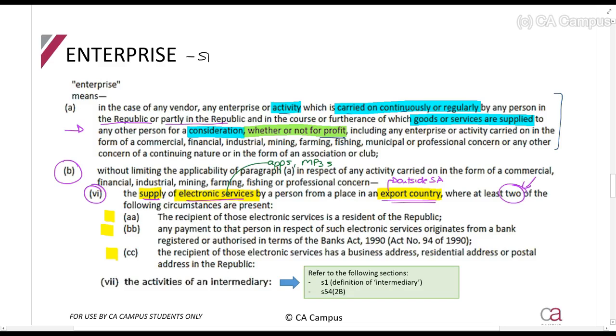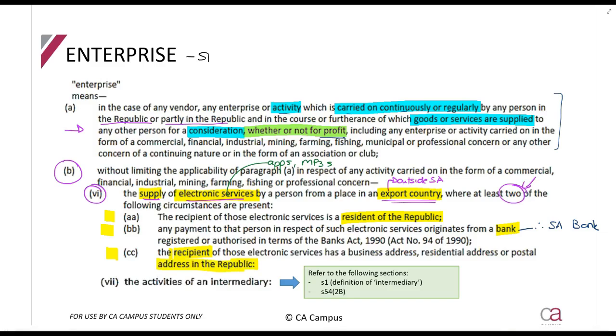AA says the recipient, so the person buying it, is a resident of the Republic. BB says any payment to that person in response to electronic services originates from a bank in terms of the Bank Act. Right, so this is a South African bank. And CC, the recipient, so the person buying it, has a business address, residential address, or postal address in the Republic. Okay, so up to there.